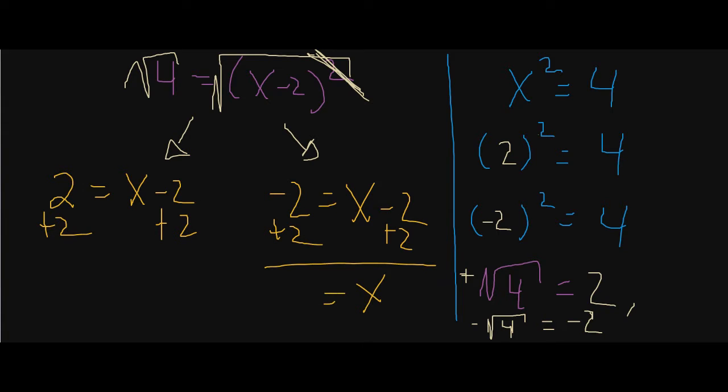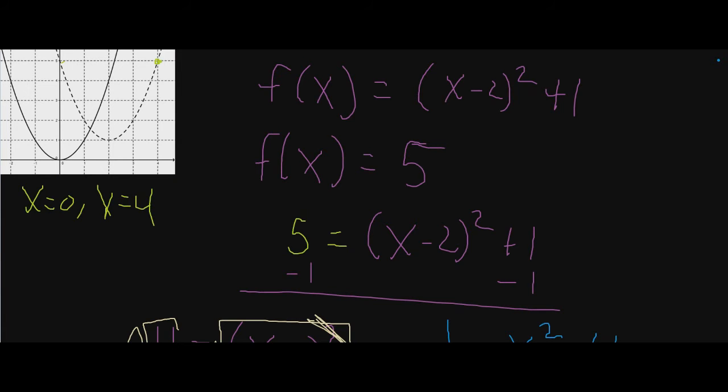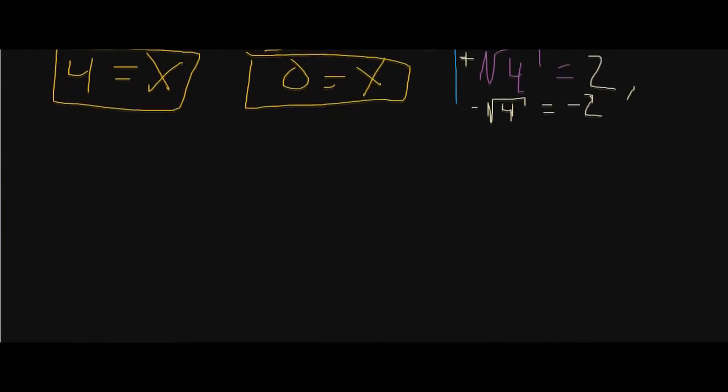Okay, and we're going to get x is equal to 0, and we're going to get x is equal to 4. There we go. And if you look back up here on this graph, that's what we have on our graph. This equation is this dotted line right there. And if you notice, when x is 0, my y value is 5, and when x is 4, my y value is also 5. So it makes sense that we get 2 solutions.